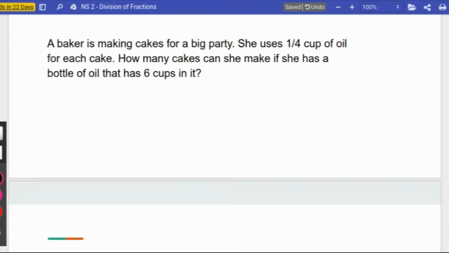So a baker is making cakes for a big party. She uses 1/4 cup of oil for each cake. How many cakes can she make if she has a bottle of oil that has 6 cups in it? So how much total oil does she have? She has 6 cups of oil, and she wants to divide that into groups of 1/4 because each cake uses 1/4. So my answer is 6 cups of oil divided into groups of 1/4.